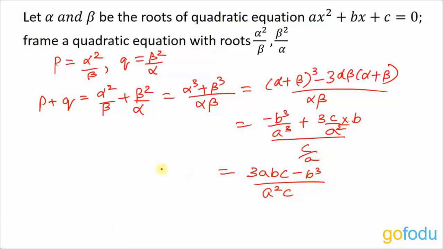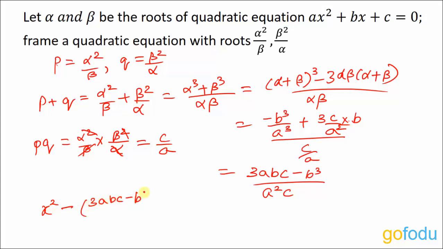Okay, this is the sum of roots, and product of roots for the new equation will be p into q, that will be alpha square upon beta into beta square upon alpha. This and this get cancelled, this and this get cancelled. This is alpha into beta, that is nothing but c by a. So we have sum of roots and product of roots for the new equation. So our quadratic equation will be framed as x square minus 3abc minus b cube upon a square c into x plus c by a is equal to 0.